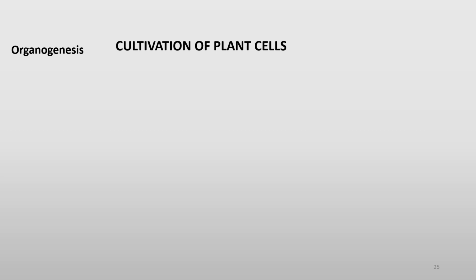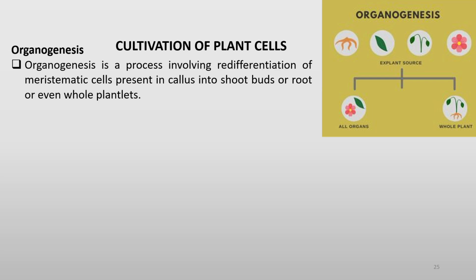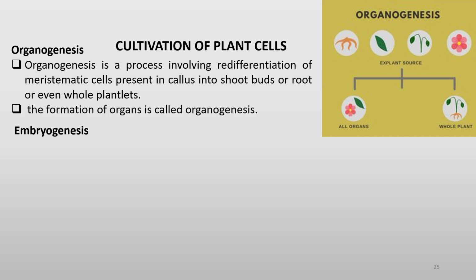Some of the things: organogenesis. If you see, different explants, flower, leaf, root or stem, all organs can be developed and whole plants can be developed from a part of the explant. That is organogenesis. Organs are developed in a process involving redifferentiation of meristematic cells present in callus into shoot buds or roots or even whole plantlets. The formation of organs is called organogenesis.